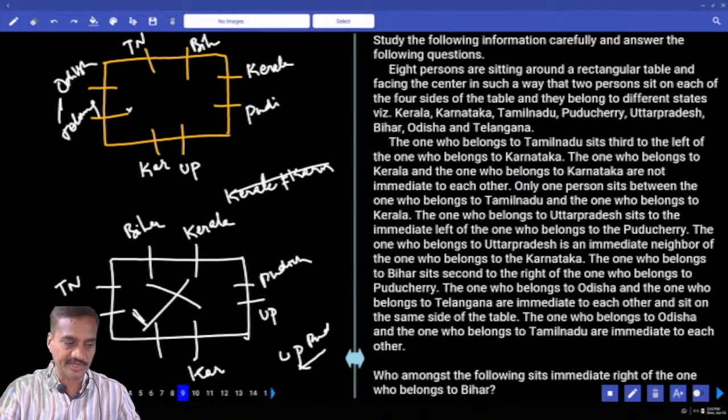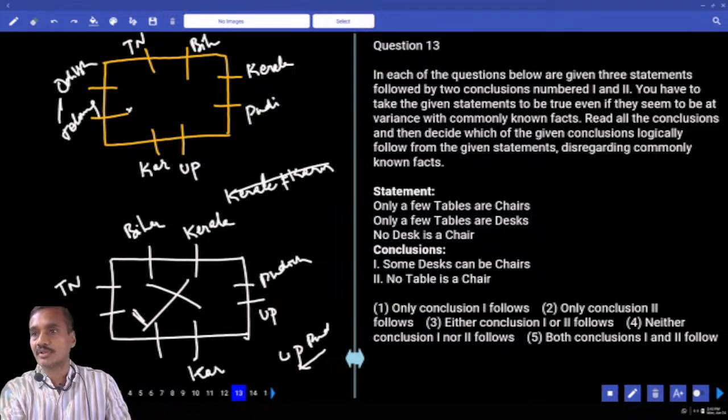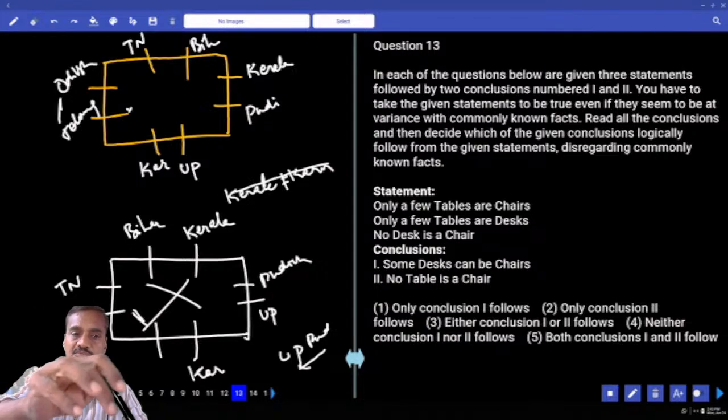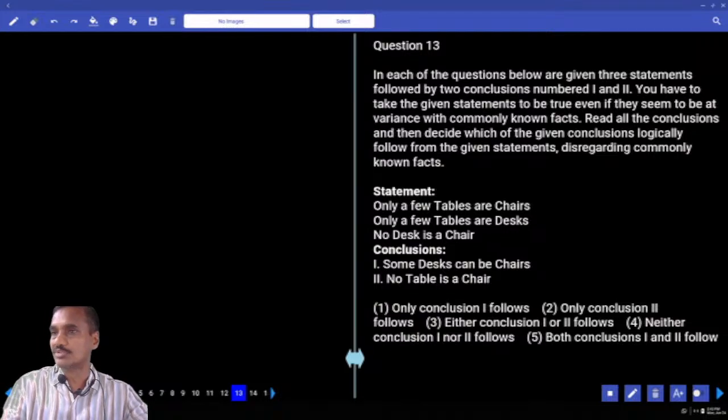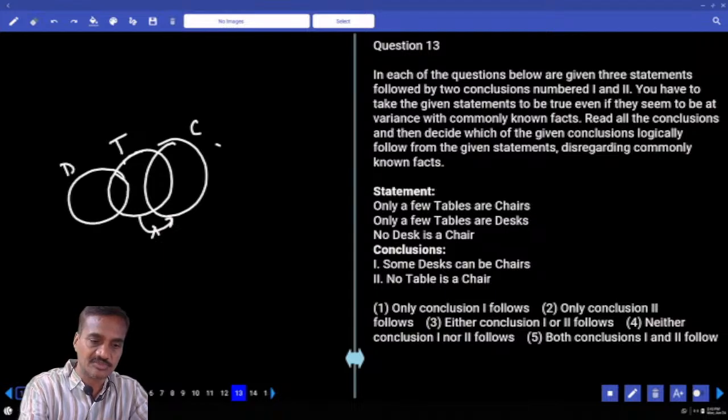Now this is from 9 to 12. Then coming to 13. Now 13 to 15, three questions were given under syllogisms. Must start with the syllogisms. Now here, only a few tables are chairs. Only some of the tables are chairs but not all. And only a few tables are desks. Only some of the tables are desks but not all.